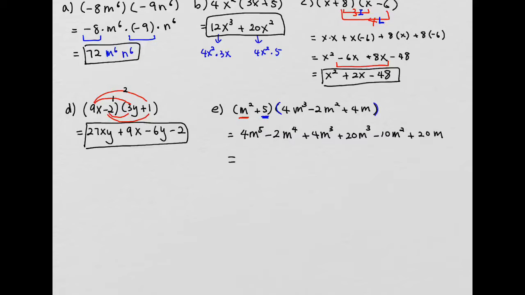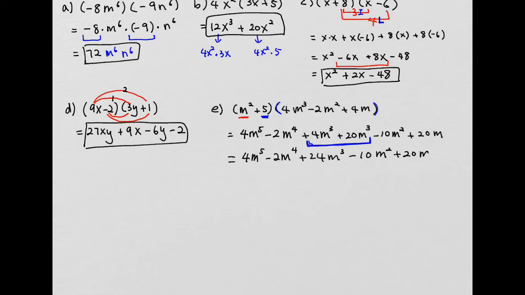We should be able to combine the like terms. Looks like I only have one of m to the fifth, one of m to the fourth, and looks like I have like terms here, m cubed. So when I combine that, I get plus 24m cubed. Then one of m squared and one of m. And that should be my multiplication.